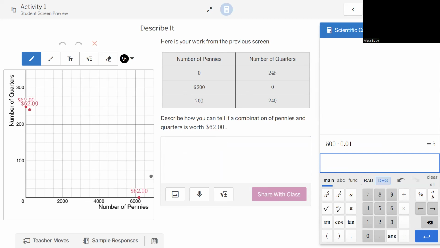And then if I had, just for a random example, 234 quarters, and a quarter is worth 25 cents or 0.25 of a dollar, that would be $58.50. Okay, so if I had 500 pennies and 234 quarters, and I added up those amounts, $5 worth of pennies and $58.50 worth of quarters, that is not $62. Okay.